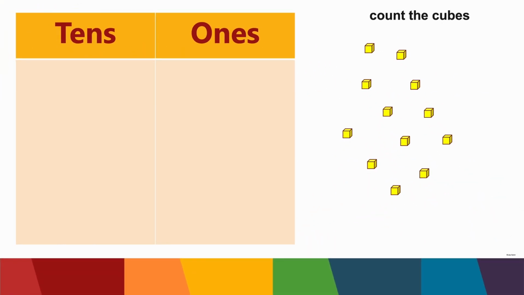Let's begin to understand that problem that we just saw. Here we have some cubes. Count the cubes. 1, 2, 3, 4, 5, 6, 7, 8, 9, 10, 11, 12. We have 12 cubes. Now how would we put it on this placemat so it makes sense?